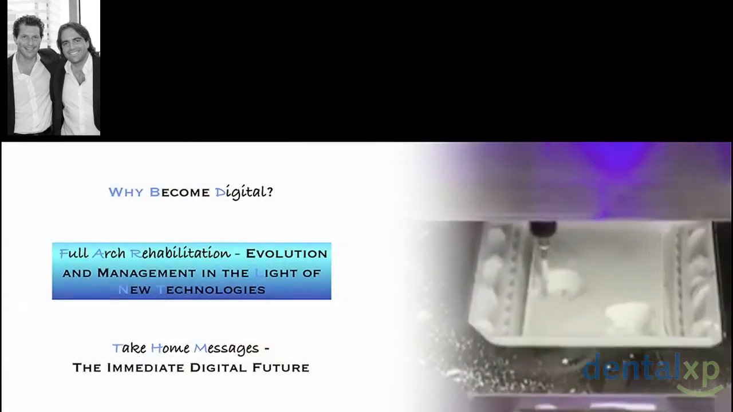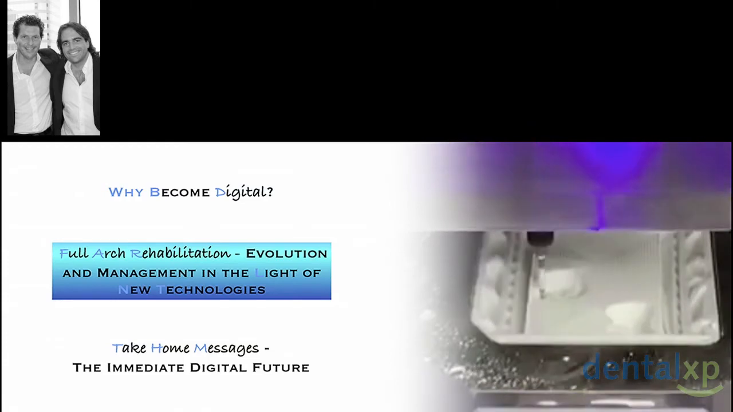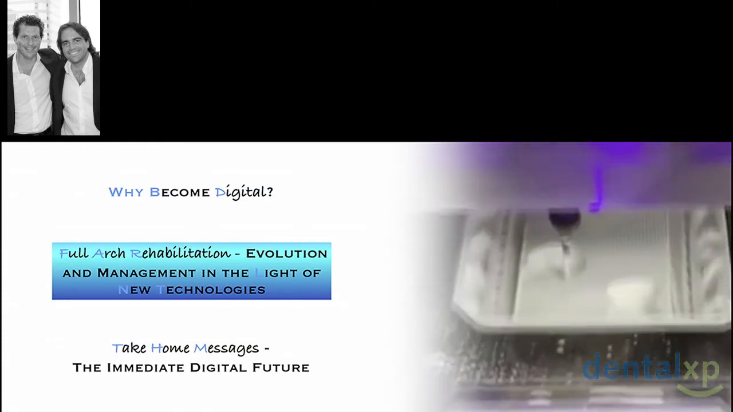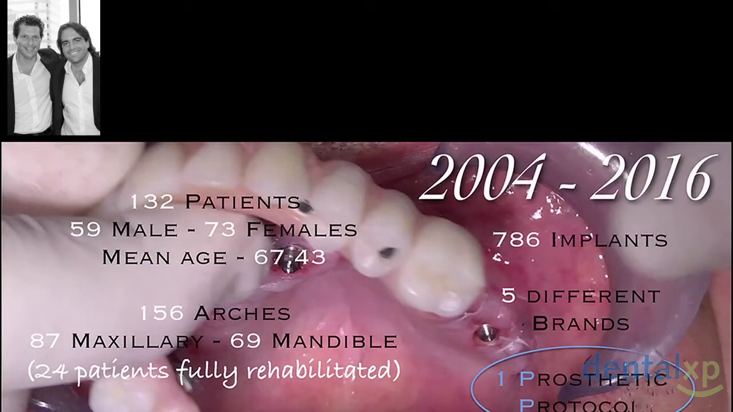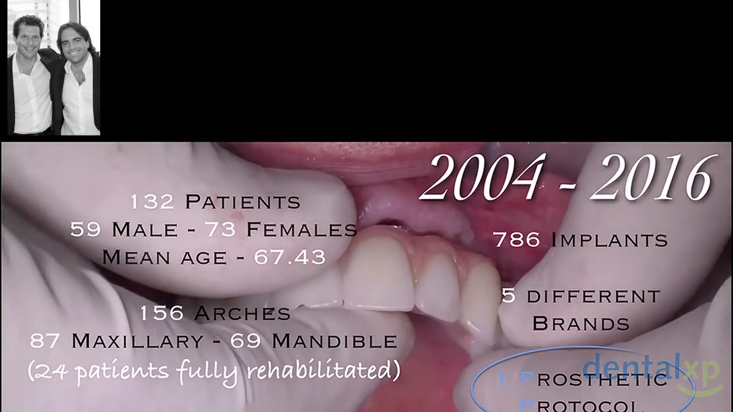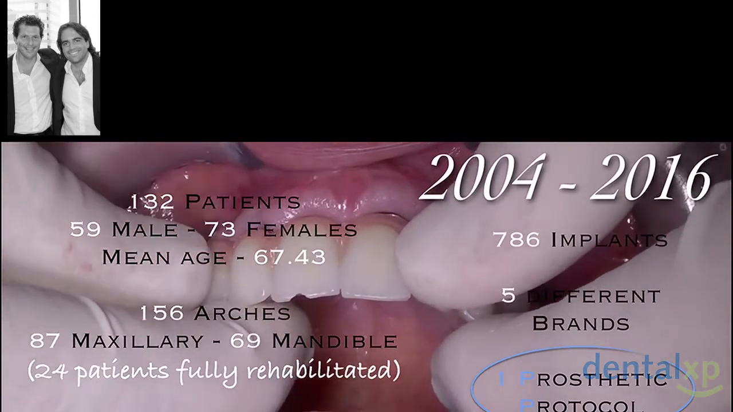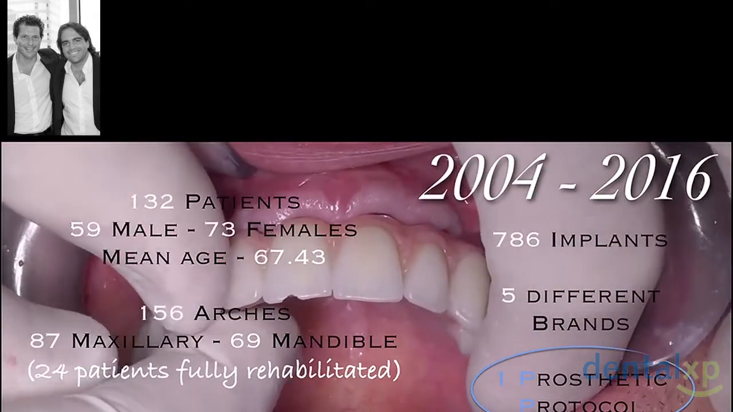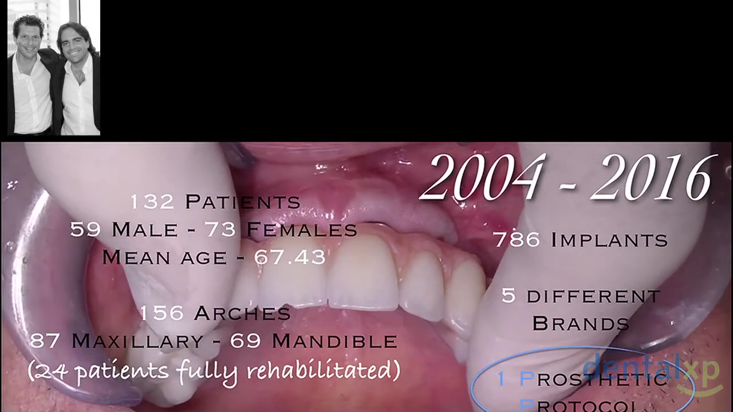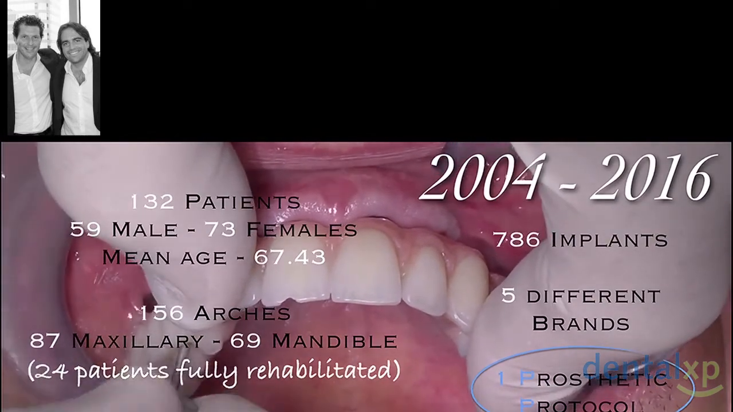So let's try now to enter more into the details of the full arch rehabilitation management and evolution of the last 12 years. Since 2014, we have been treating full arch implant patients and collecting data. We treated 132 patients, 156 arches with 786 different implants of 5 different implant companies. But the most important thing of this slide is that we had only one prosthetic protocol that never changed.